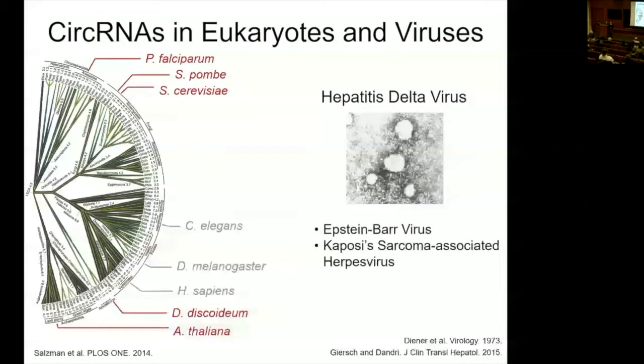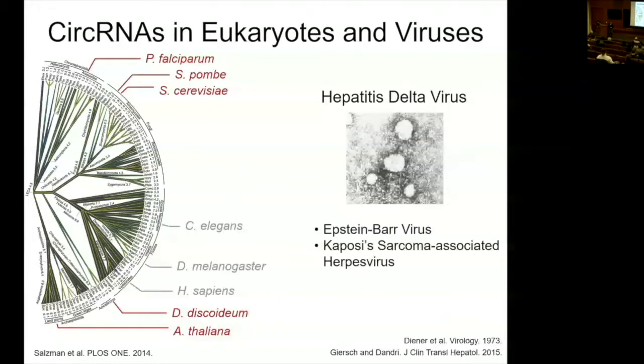Circular RNAs are actually also encoded in viruses. So the hepatitis delta virus was the original circular RNA virus because it has a circular RNA genome. And this electron microscopy image was one of the first examples that circular RNAs actually existed in nature. Last year, 2 different groups found that the Epstein-Barr virus as well as the Kaposi sarcoma-associated herpesvirus also encode circular RNA. So these are 2 DNA viruses that can lead to progression of cancer.